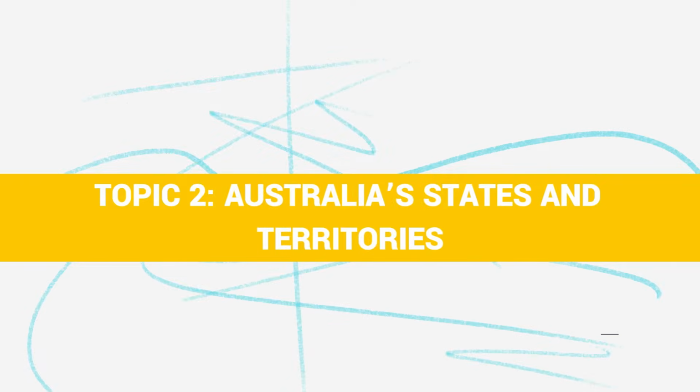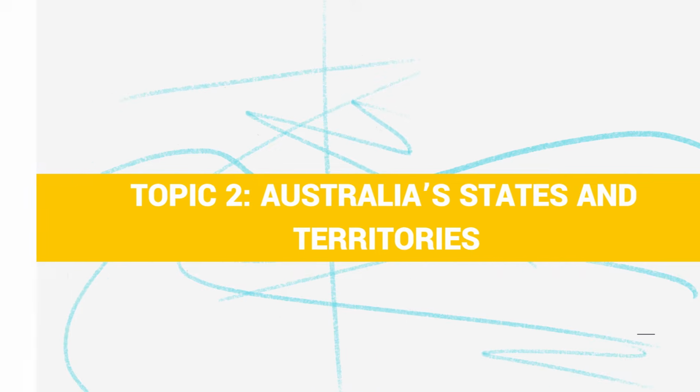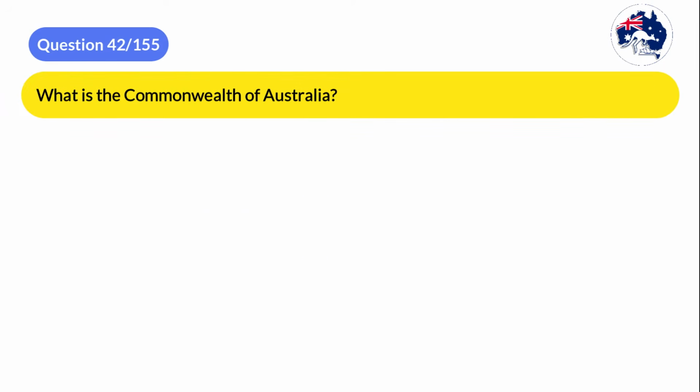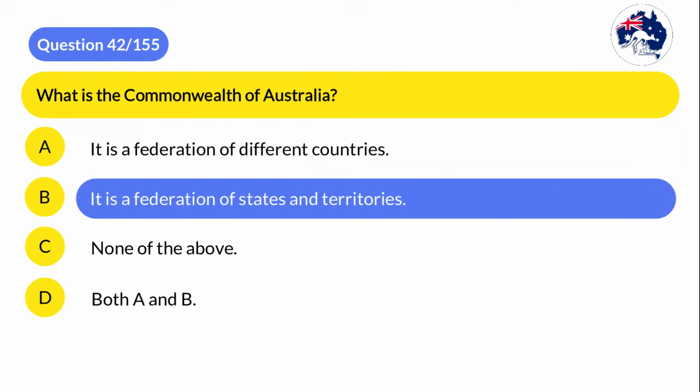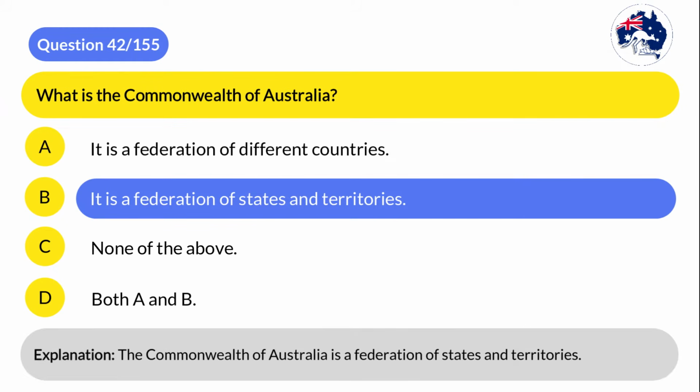Topic 2. Australia's states and territories. Question 42. What is the Commonwealth of Australia? A. It is a federation of different countries. B. It is a federation of states and territories. C. None of the above. D. Both A and B. The correct answer is B. It is a federation of states and territories. Explanation: the Commonwealth of Australia is a federation of states and territories.